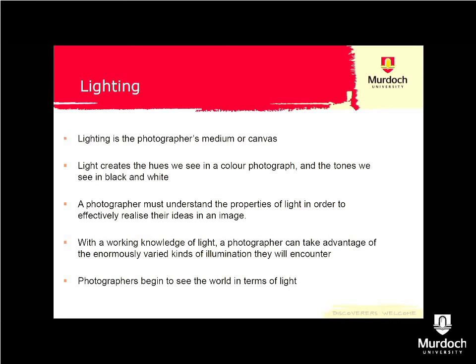It creates the hues we can see in a colour photograph and the tones we see in black and white, and indeed creates the form and shape that we can apprehend. So a photographer must understand the properties of light in order to effectively realise their ideas in image. Or at least it's very useful to. If you can understand the key properties of light and how it works, you then understand the tools that you're working with, if you like. You understand the medium better.